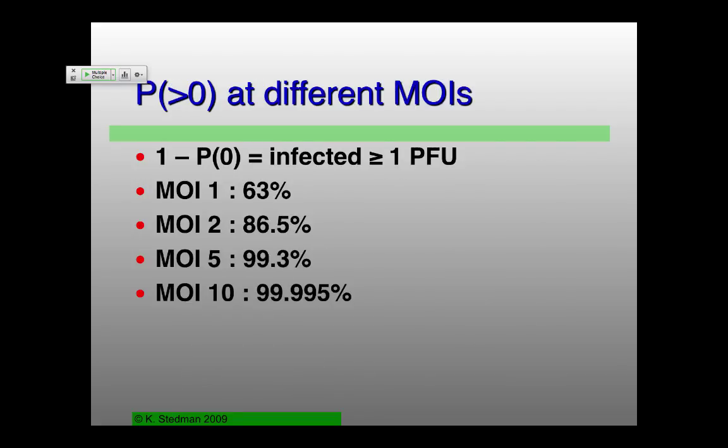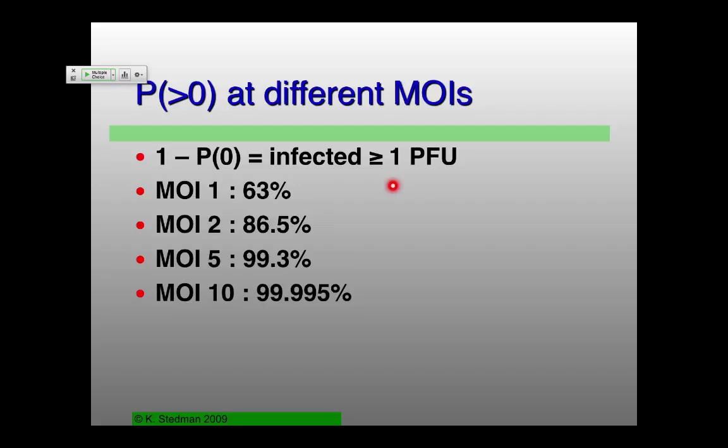So who cares about non-infected cells? What you really want is infected cells. So the important thing here is to think about the proportionality. Again, this is just a proportion. We're talking percentages here. So 1 is 100%. So 1 minus p of 0 is going to be the proportion that you have of infected cells.